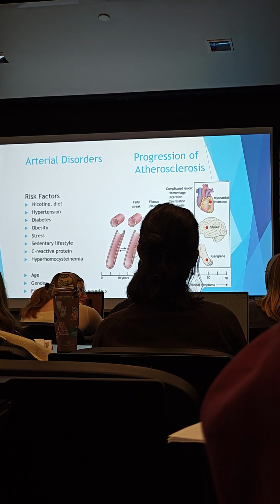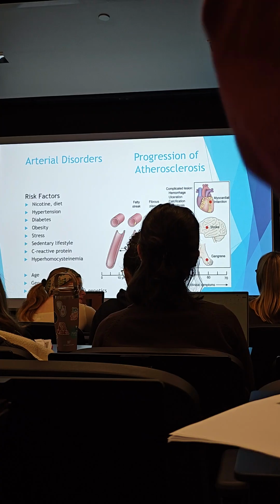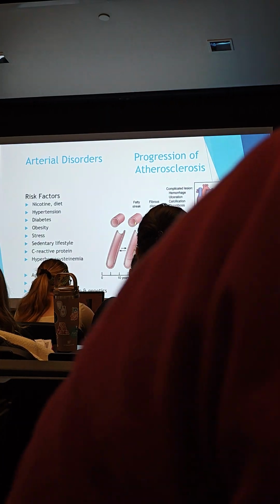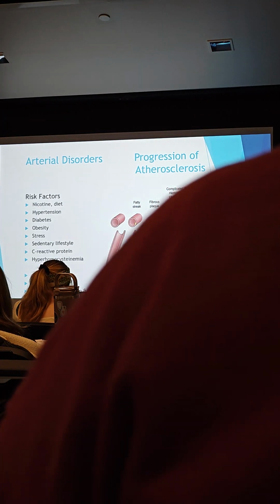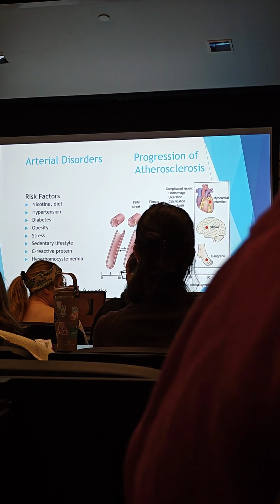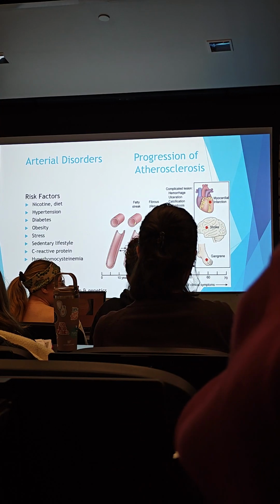And we've already looked at this slide and discussed risk factors. Other risk factors we have not discussed include hypertension. Hypertension increases risk for coronary artery disease. It also increases risk for peripheral vascular disease, diabetes, obesity, stress, and sedentary lifestyle. In addition to the CRP, we also look at homocysteine, the elevations of that as well. Age, gender, and familial predisposition are also risks.